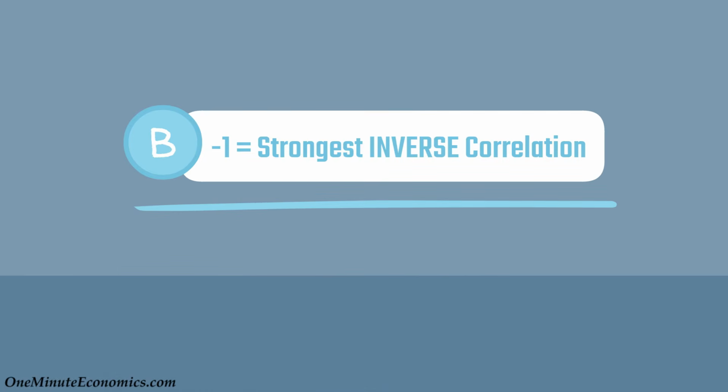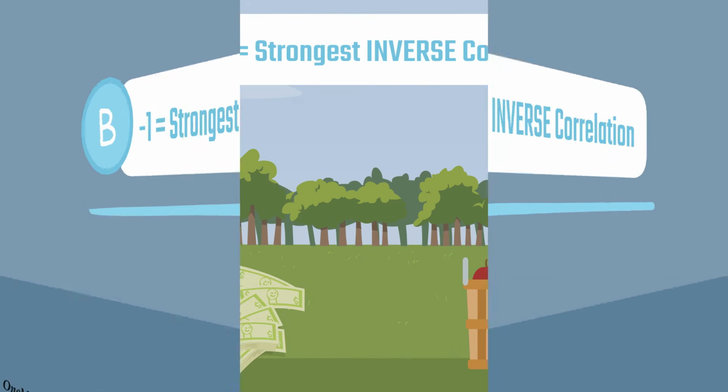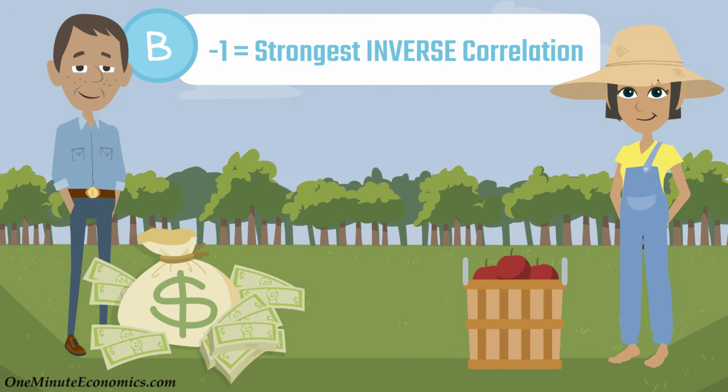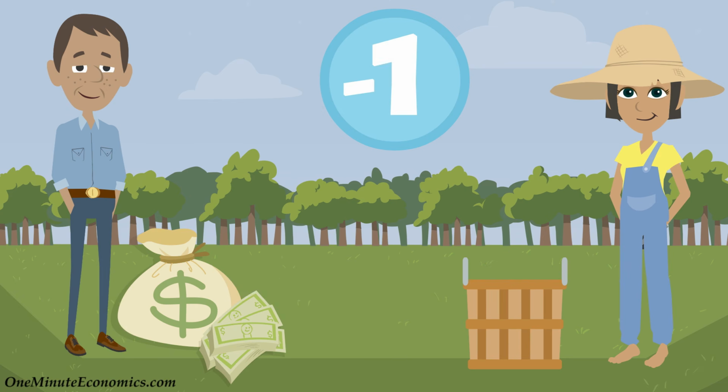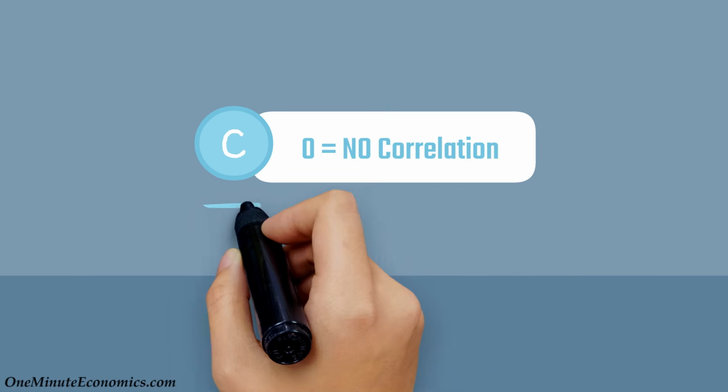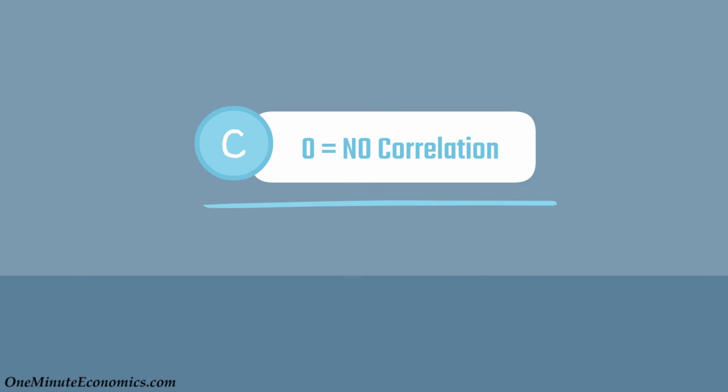-1 indicates the strongest possible inverse correlation, or, if you will, perfect inverse proportionality. To use the previous example, if I start the day with a large pile of money from which I pay you, the correlation coefficient between the number of apples you've picked and the amount of money in my pile will be -1. And 0 indicates that there's no correlation at all.